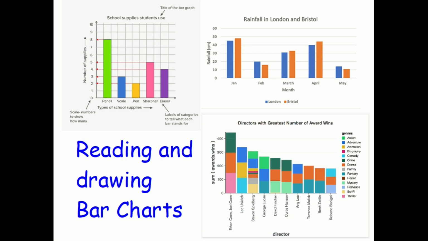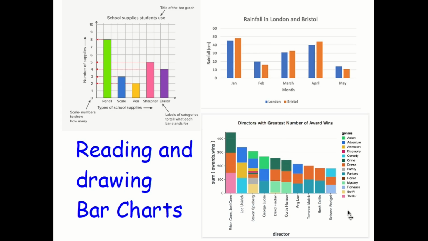And you've got different types of bar charts. You can have a bar chart looking like this. So you've just got one item and the number of that particular item there is. Or you can have something called a dual or multiple bar chart, where you can have two things shown here. So for example, here for January, you've got the rainfall in January for both London and Bristol.